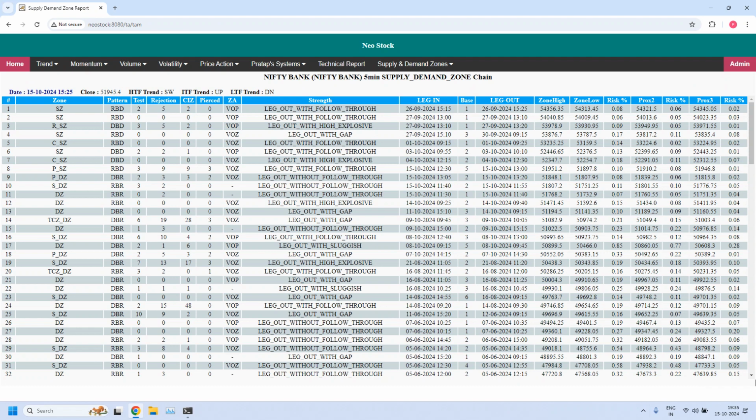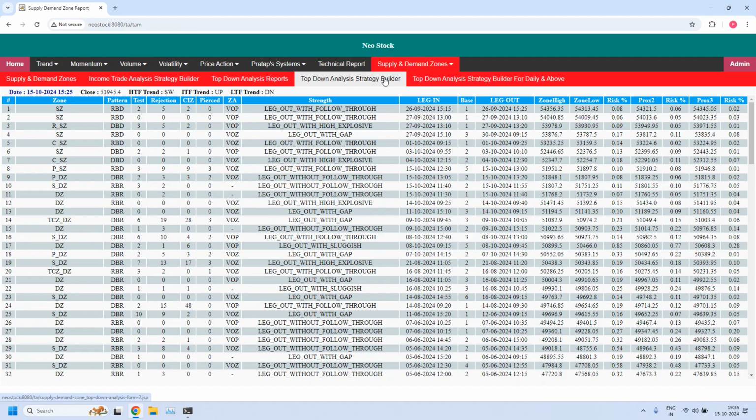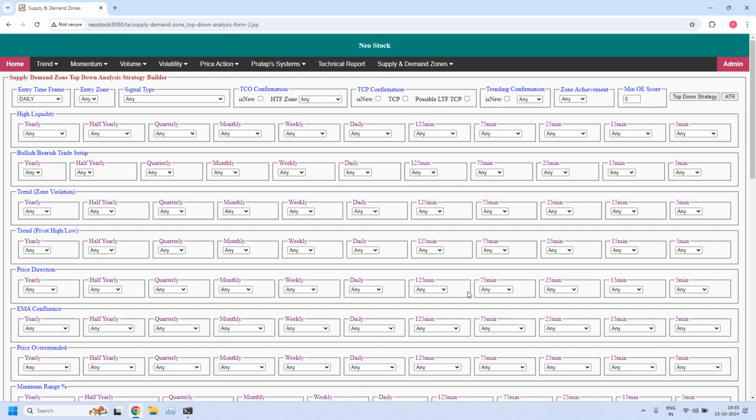So with this we have completed Bank Nifty supply demand zone chain. So Nifty and Bank Nifty are available in this report. Now next let us generate bullish and bearish trade setups for monthly, weekly, daily and hourly income trades. First let's start with monthly income trade, bullish trade setup.